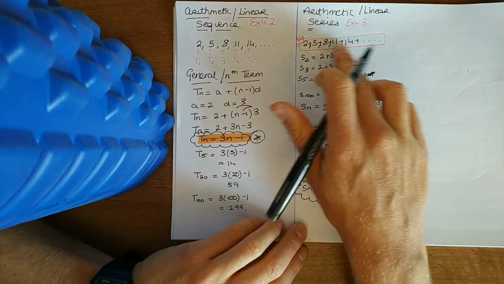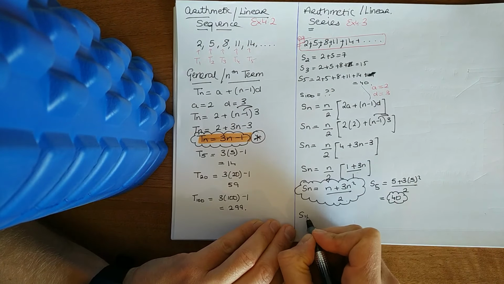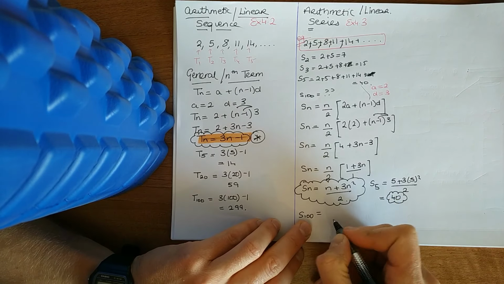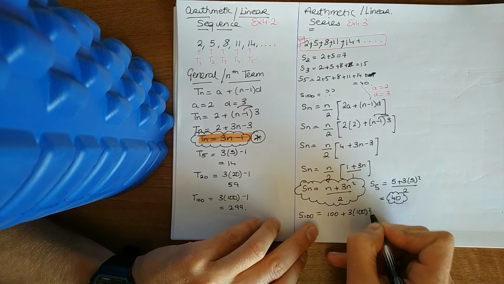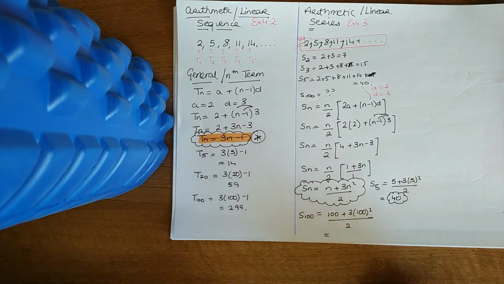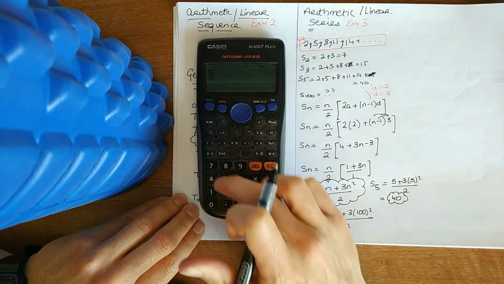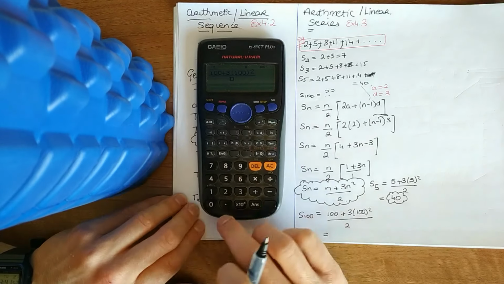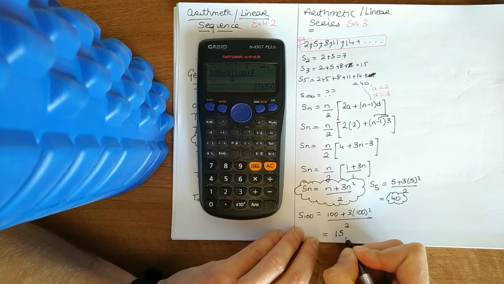That's all well and good if you've only got 5 terms that you can write them out. But if we did have that S of 100, which I asked you up here, this formula is a lot easier. 100 plus 3 times 100 squared over 2. Throw that in your calculator. 15050.